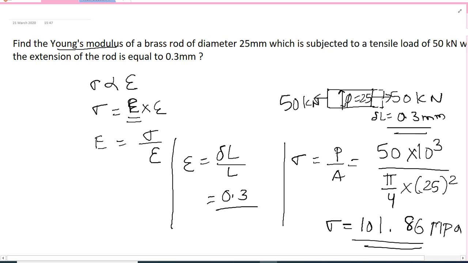The original length of the rod given here is 250 mm. So writing that, we will get the strain value as 0.0012. Now we have got the stress value and the strain value. Just substitute it.